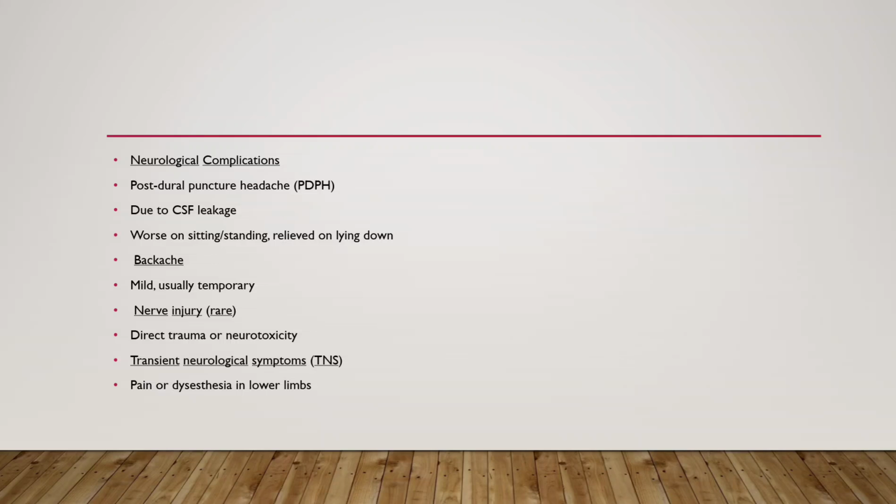The first line management of post-spinal headache is conservative. It includes asking the patient to lie supine, in slight Trendelenburg position as far as possible, followed by analgesics. The next is giving intravenous fluid, which means 15 ml per kg per hour, or oral fluids of around 3 liters per day. The aim of adequate hydration is to increase CSF production.